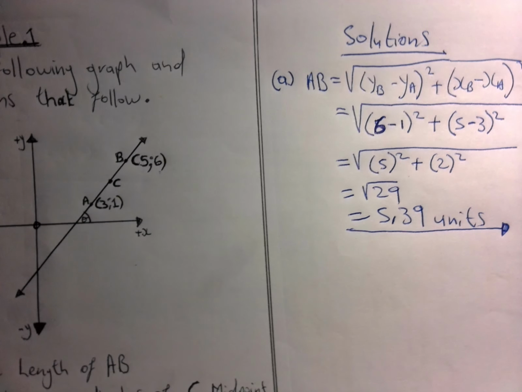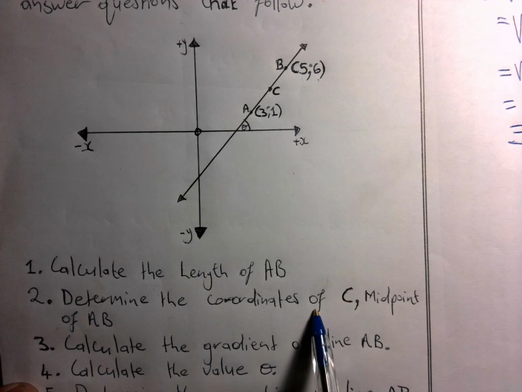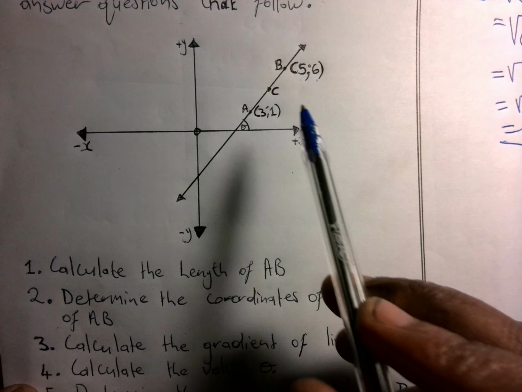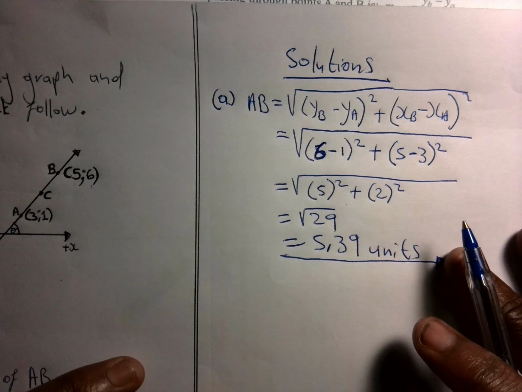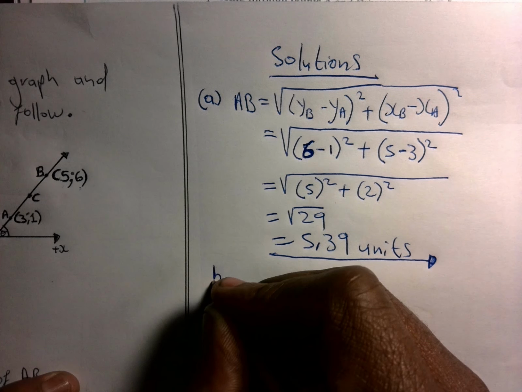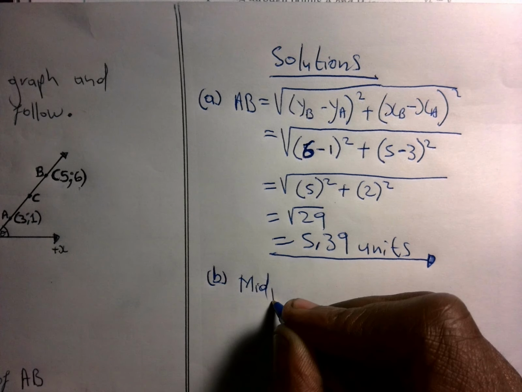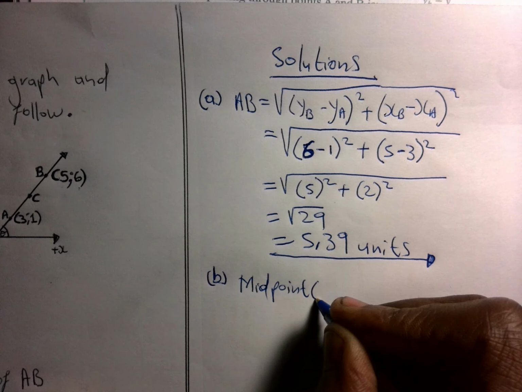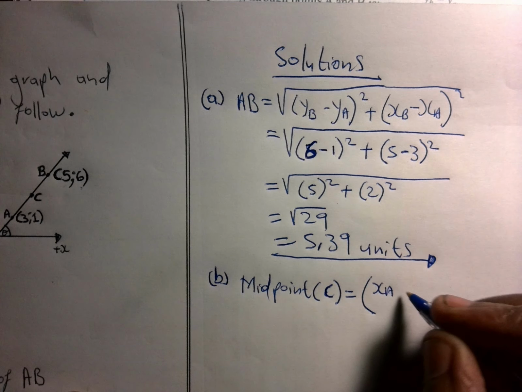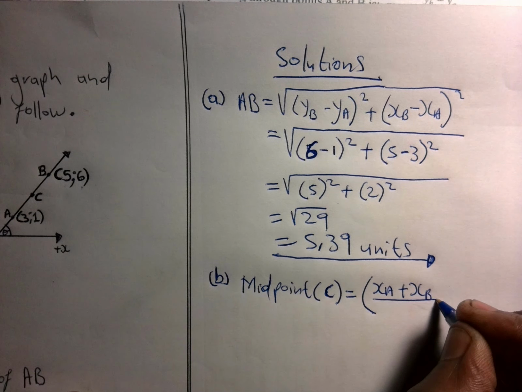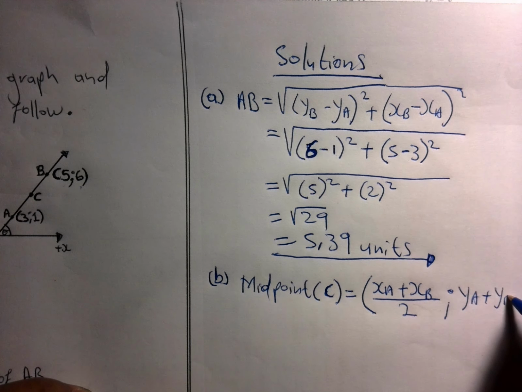Now, second question. Determine the coordinates of C, the midpoint of AB. So C is the midpoint of AB. How do we do that? We're going to say the midpoint for C is going to be equal to (XA plus XB) divided by 2, (YA plus YB) all divided by 2.